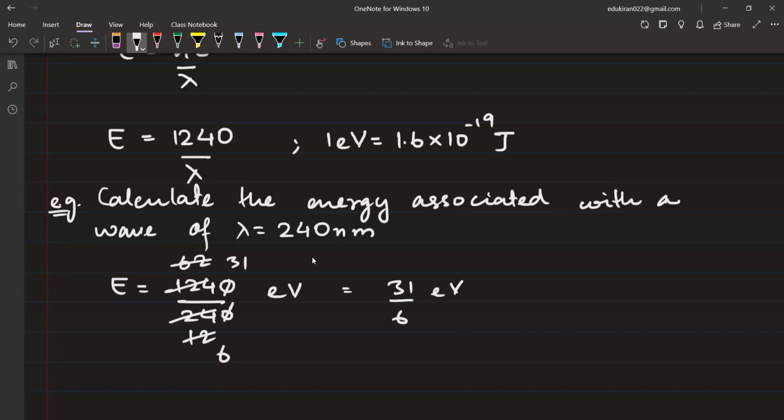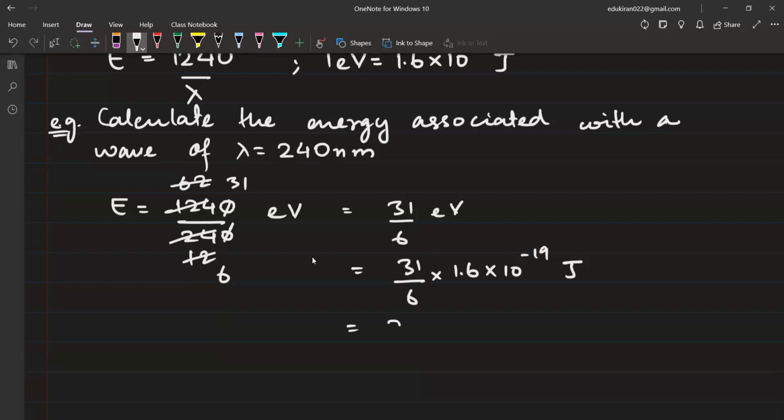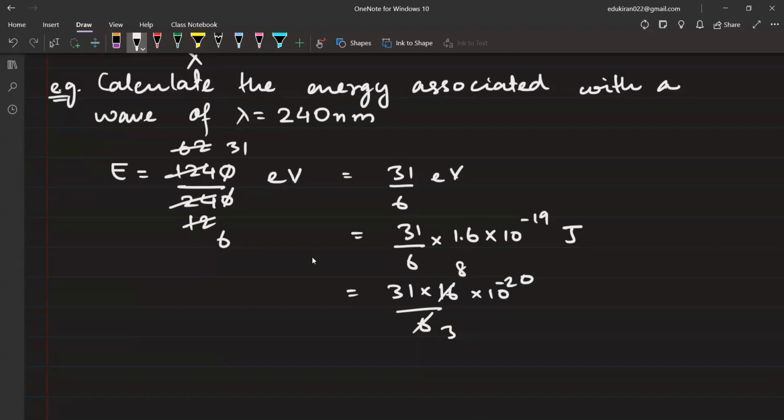Now, if you want to convert, we won't do decimals here; we will bring it into joules. So for joules, 31 divided by 6, and 1 electron volt is how much? 1.6 into 10 to the power minus 19. This will now be in joules. Now you can cancel even more. So you can write 31 into 16 by 6 into 10 to the power minus 20. Then 16 and 6 cancel to 8 and 3. Approximately, I can take this as 10, and this will be 80 into 10 to the power minus 20 joule. So I can write it as 8 into 10 to the power minus 19 joules. This is how you have to do the calculation.